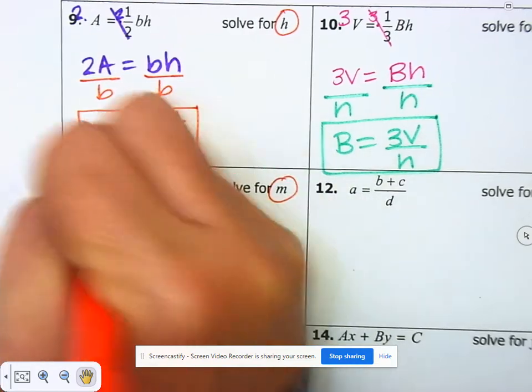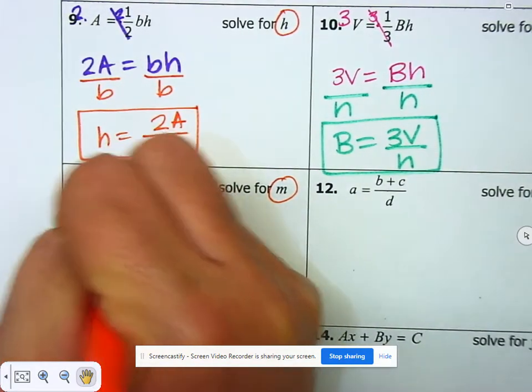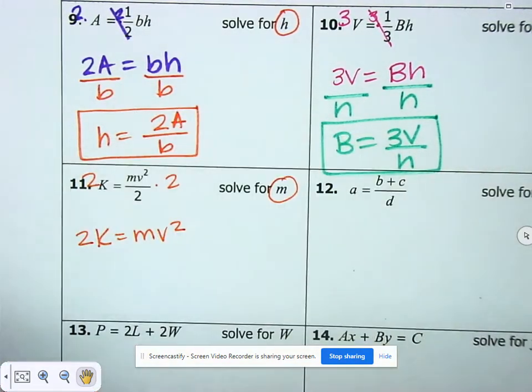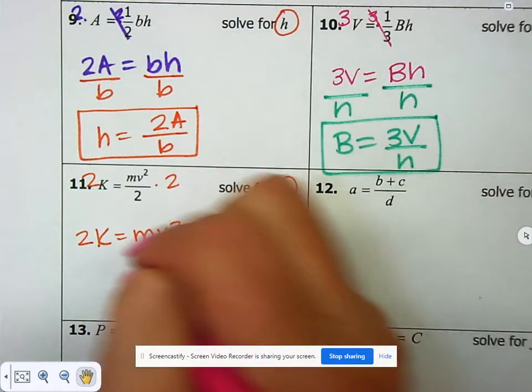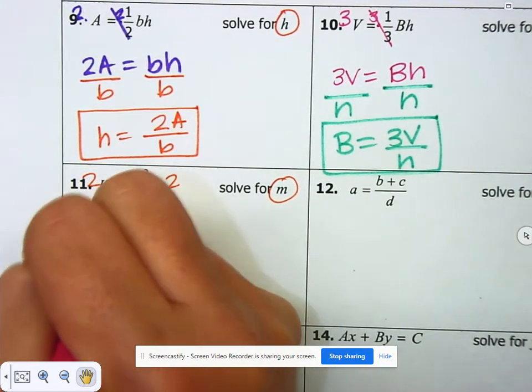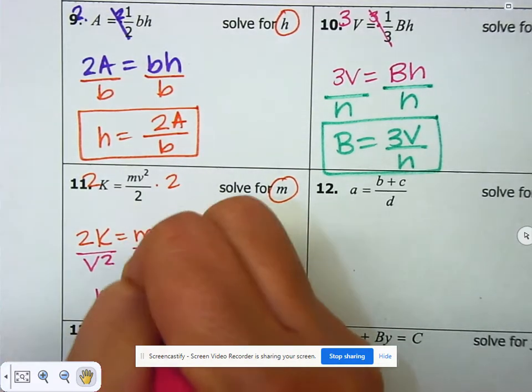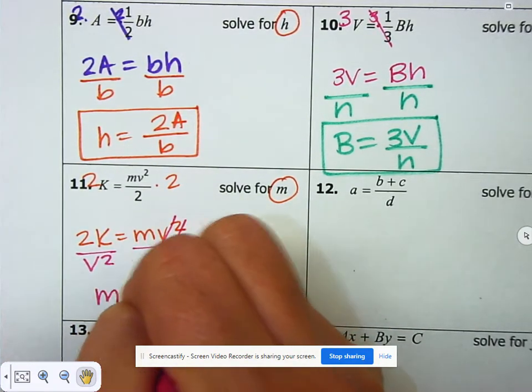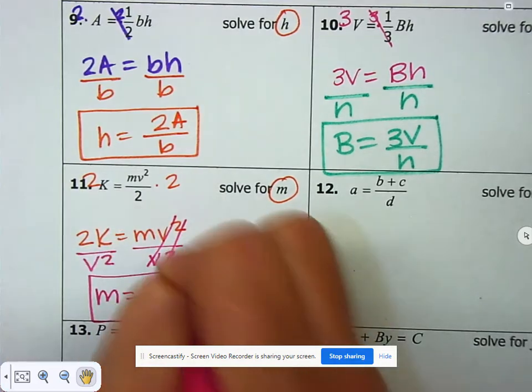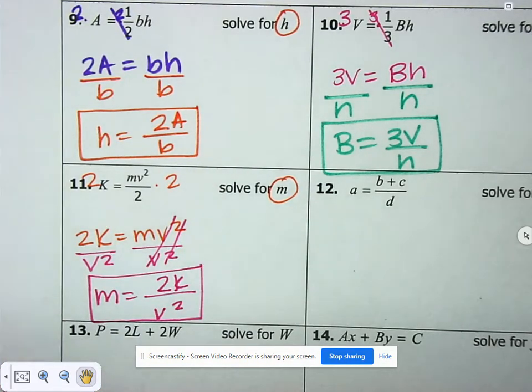Okay, solve for m. So we're going to multiply by 2 first. So 2k equals mv squared. And this time, since you were solving for m, we're going to divide by v squared. So that squared is irrelevant to us now. Unlike on the front side where we had to take the square root to get rid of it, we don't have to do that on the back.